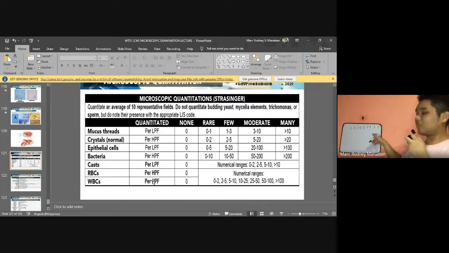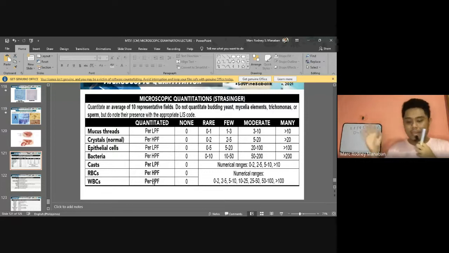So how do you report that? You start with the lowest number you saw, which is 0, and go to the highest number you saw, which is 5. So 0 to 5 per HPF. That's how you summarize it. Meaning per high power field there may be 0 to 5 RBCs seen. It depends on your lab and the quantitation, but generally that's how you quantitate.